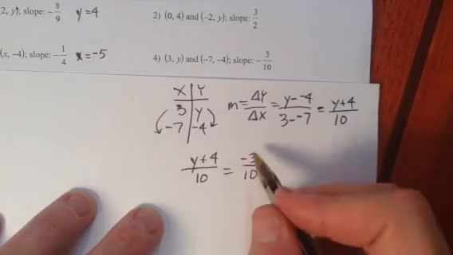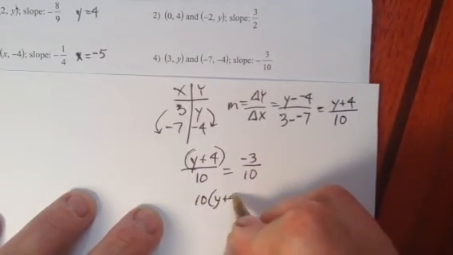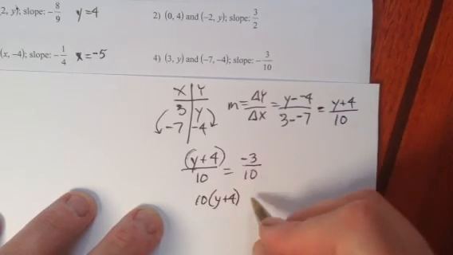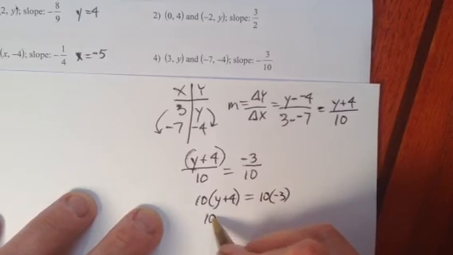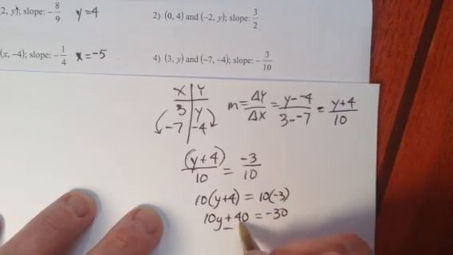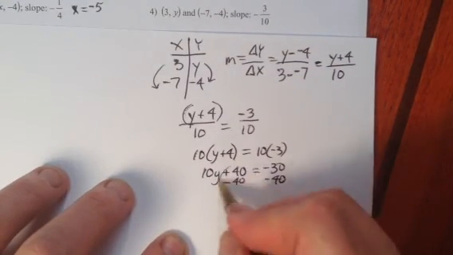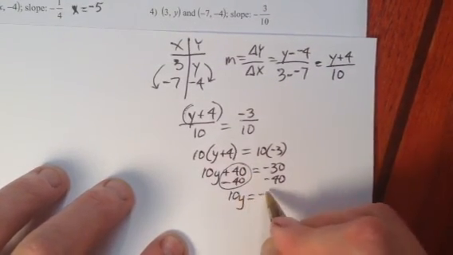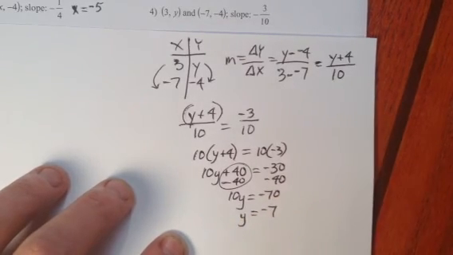And now we can cross multiply. Okay. So 10 times y plus 4, and cross multiply the other way, it's going to be 10 times negative 3. Distribute 10y plus 40 is equal to negative 30. Subtract 40 from both sides. Make a zero pair. 10y is equal to negative 70. Divide both sides by 10. There's your missing coordinate. It is this right here.